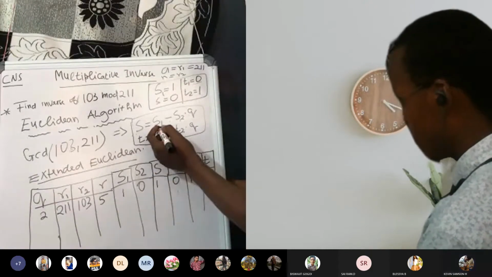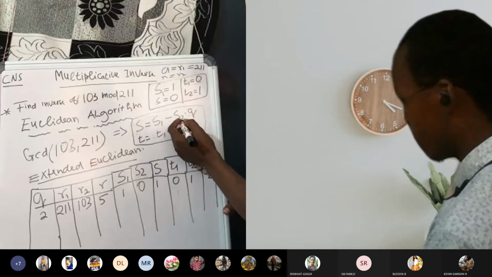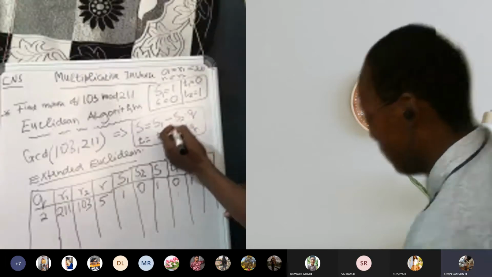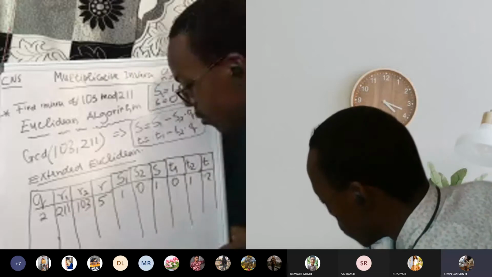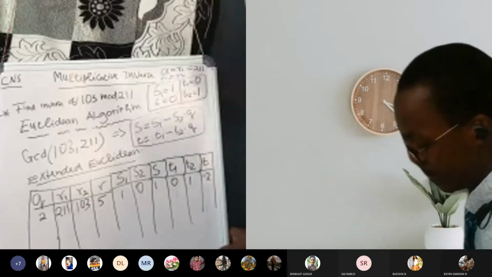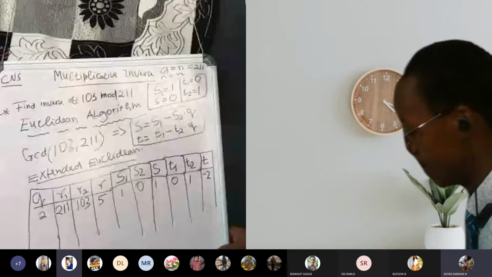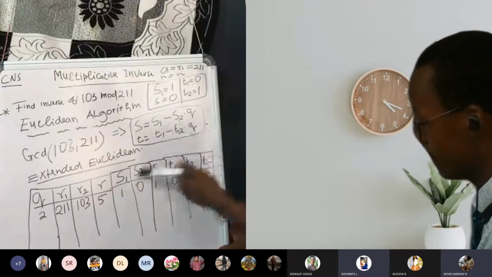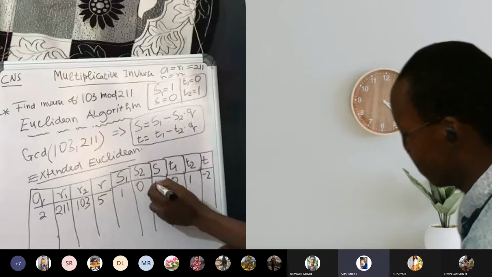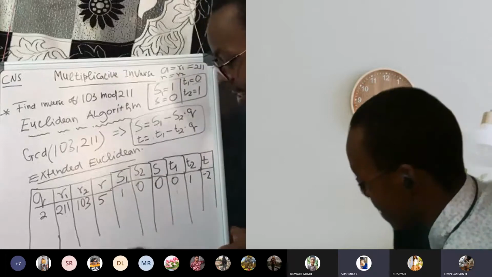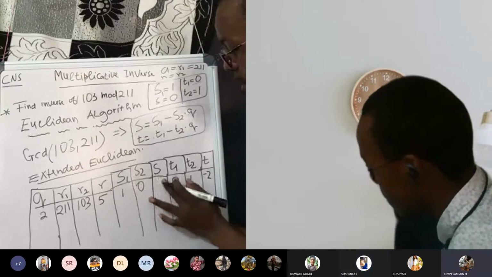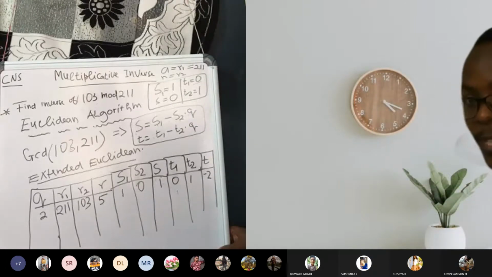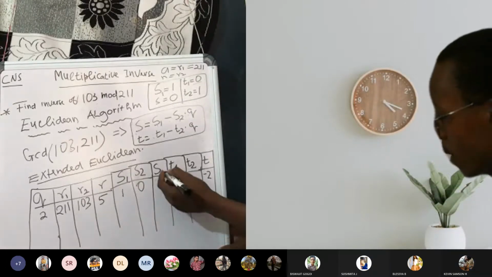What is S2? S2 is 0, right? 1 minus 0, into 2, into 1 minus 0 is equal to 2. No, sir. You have written S2 is equal to 1 in the table. Now it's correct, right? S2 is equal to 1. S is equal to 1.